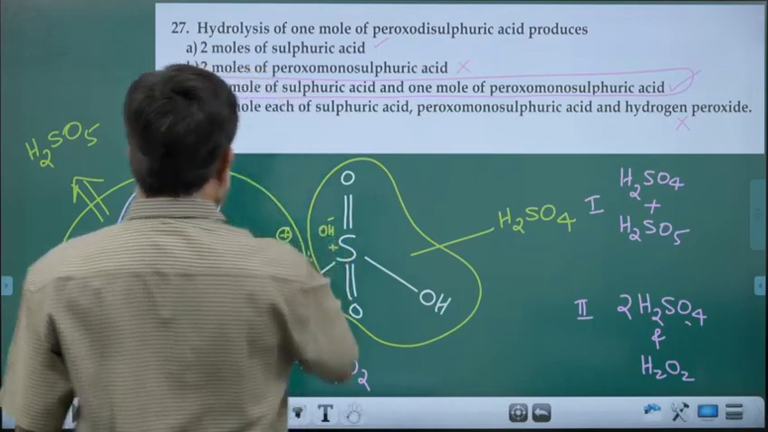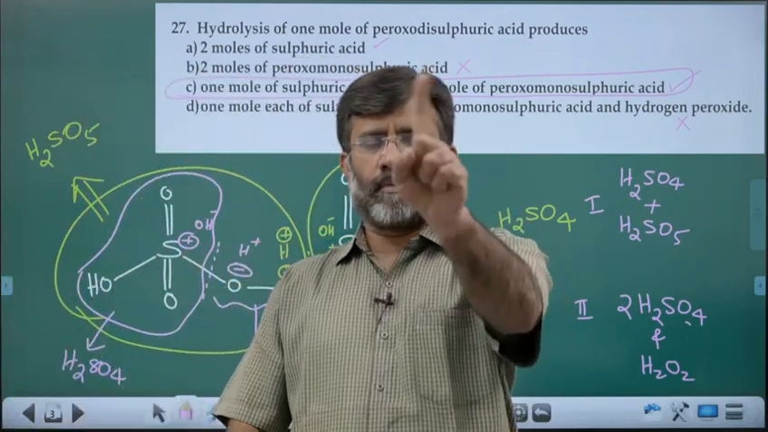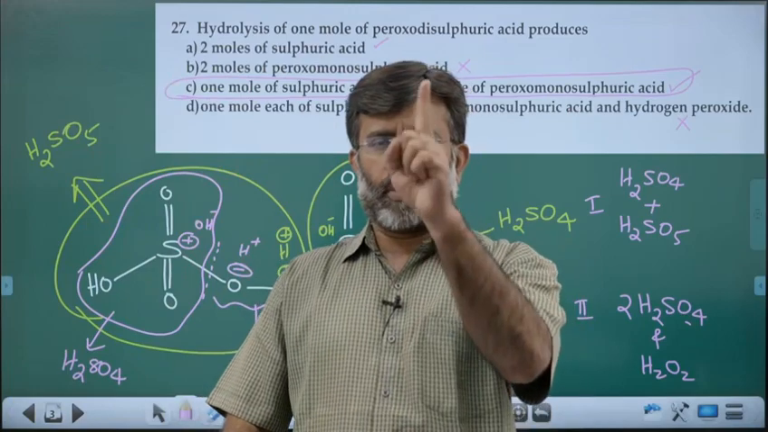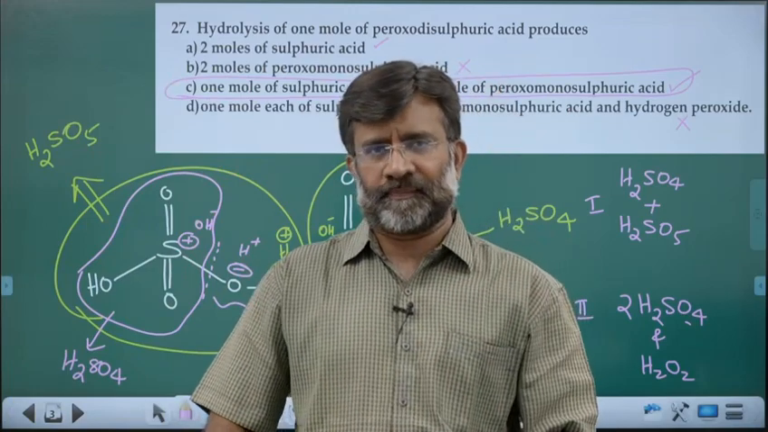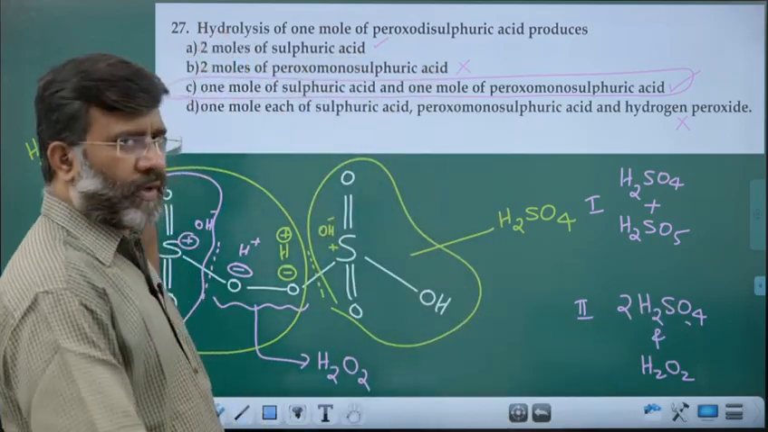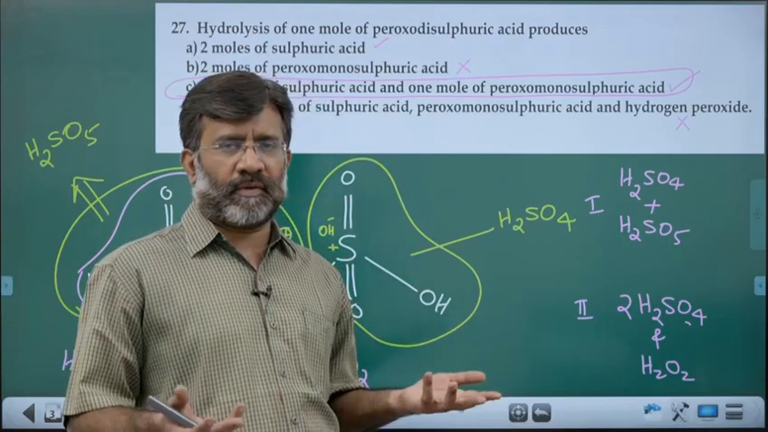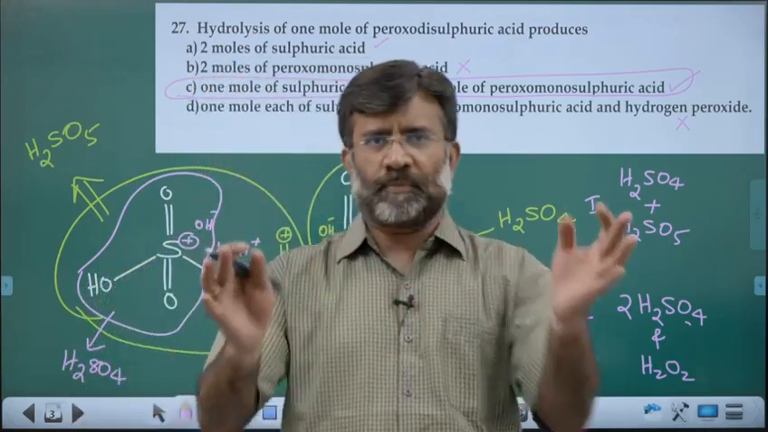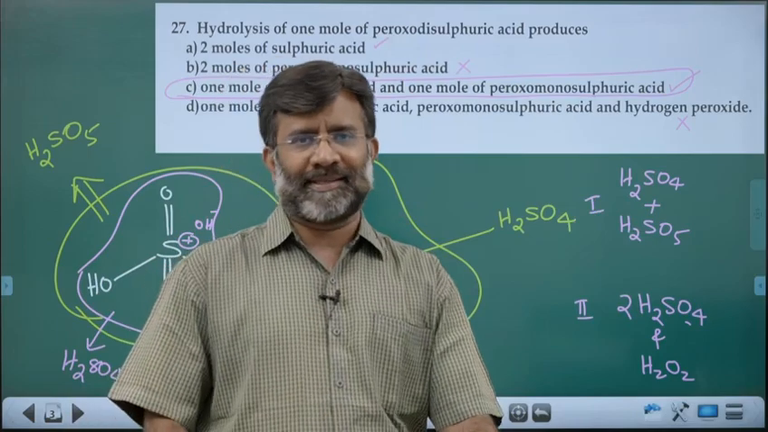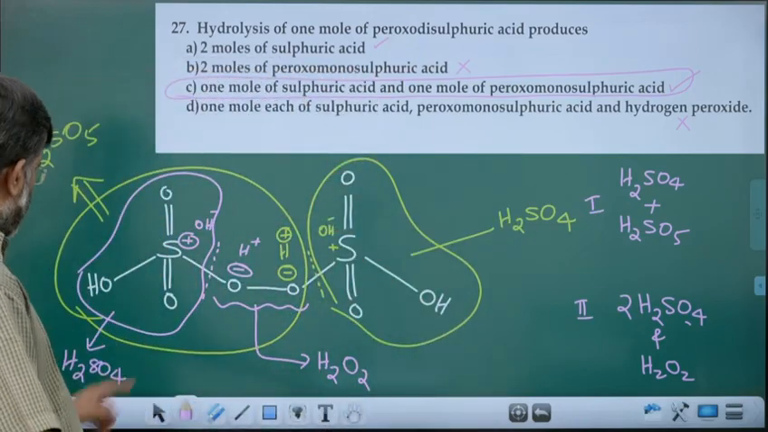Suppose there is half hydrolysis, you can get 1 mole sulfuric acid and 1 mole peroxomonosulfuric acid. Suppose it is complete hydrolysis, it can be 2 mole sulfuric acid and 1 mole hydrogen peroxide. Such a choice is not available, so I am selecting the most appropriate choice, going with the first step hydrolysis, option C. Okay.